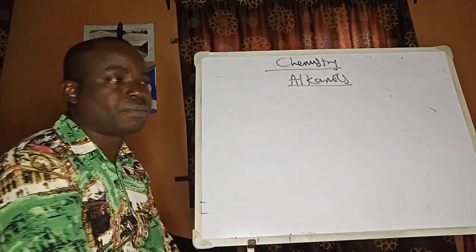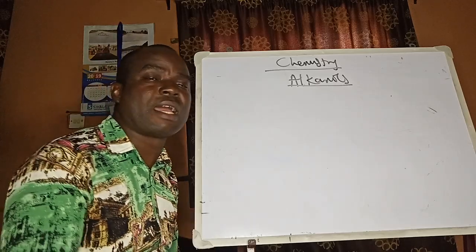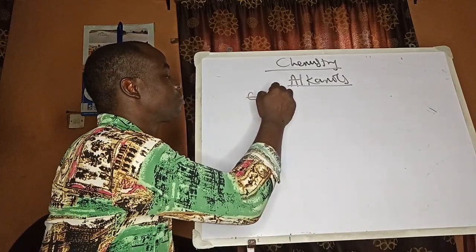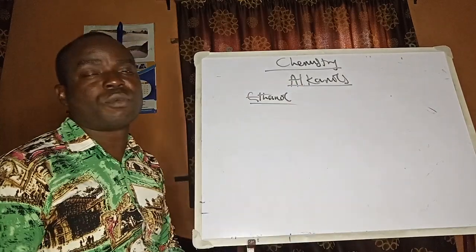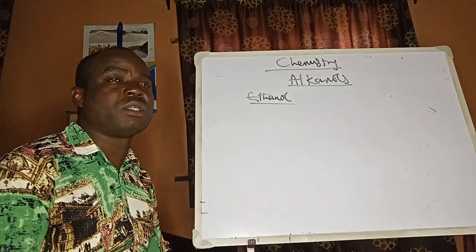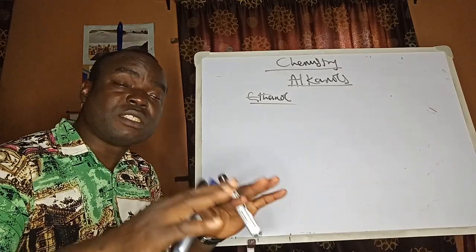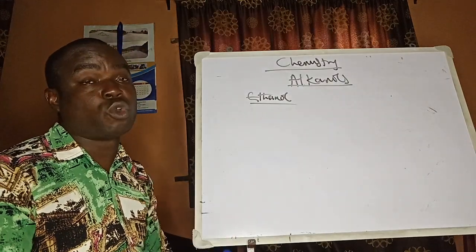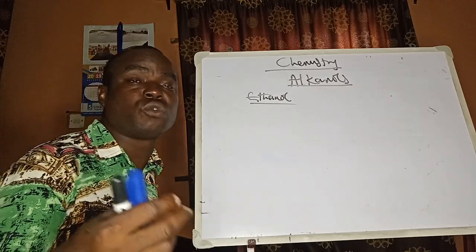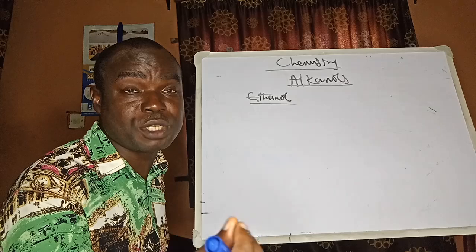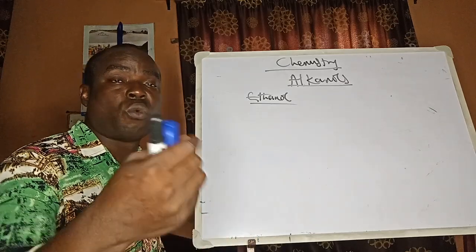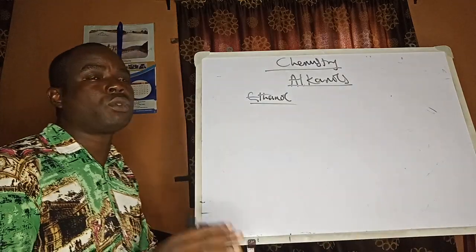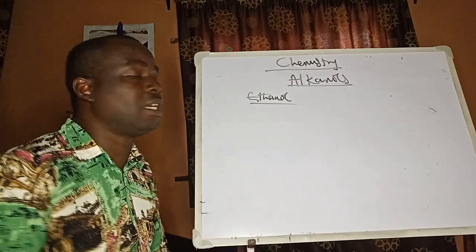Let us round off the topic. I want to summarize alkanols by talking about ethanol. I'll give you some key points on this ethanol. Ethanol is a representative of all alkanols. Well, we also have methanol. Methanol is what you find in methylated spirit, which is used in treating wounds. What it contains is methanol. So that one is on its own. I want us to quickly discuss ethanol.